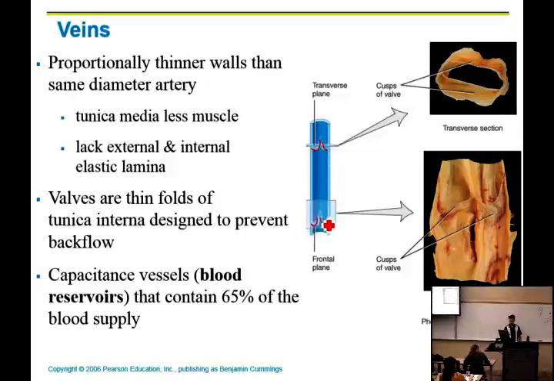So similar to the lymphatic vessels that we were seeing in the lab, right? So here are the cusps of the valves. If the blood tries to come back through, it's going to catch on these cusps, and it's going to close the valve and make sure that we can't go backwards. So we're always going back towards the heart.